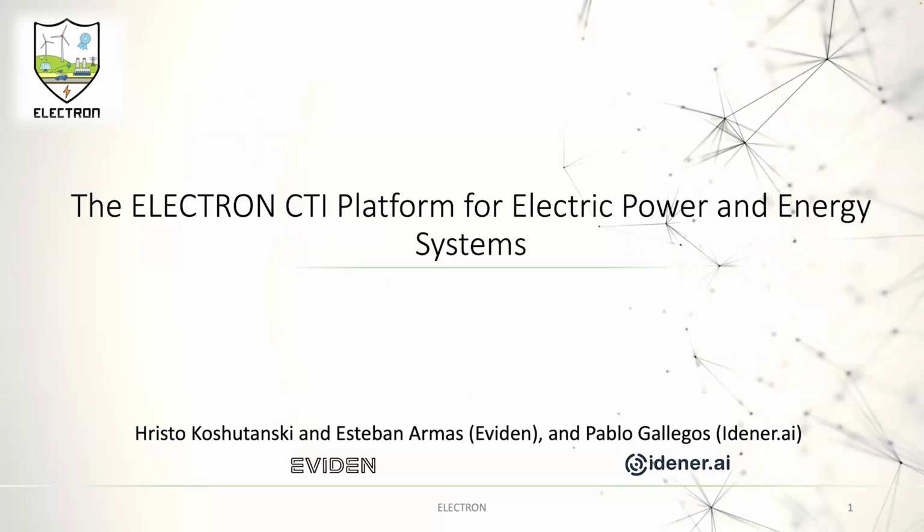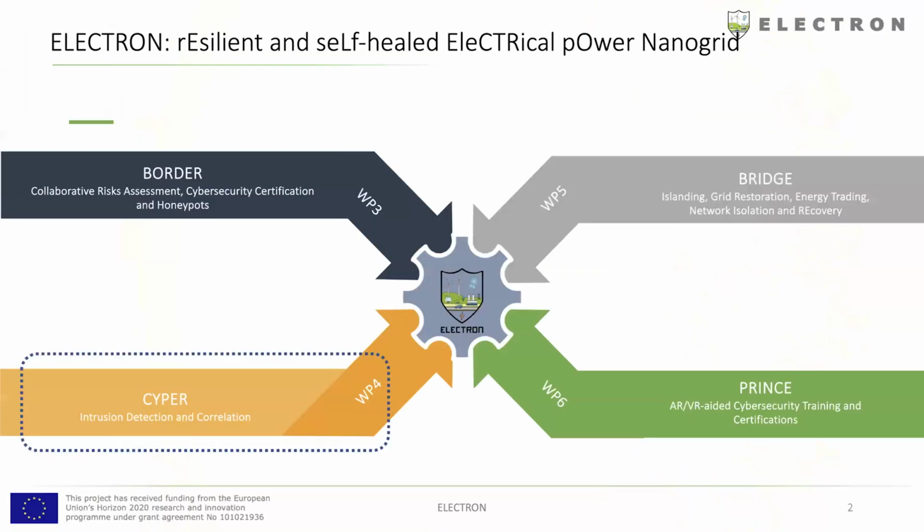So let me introduce, I will present you the Electron CTI approach. It's a CTI platform. It's a more pragmatic and practical approach we undertook in Electron. My name is Hristo Košutansky from Eviden R&D department, and my colleagues Pablo Gallegos and Esteban Armas will complement my presentation with additional information about the two components which form part of the CTI platform, and a short demonstration, hopefully not a video, it will be a live demonstration of our technology. We share some similarities with anonymization from the previous approaches and some CTI scoring relevance from the presentation of the AI approach before that.